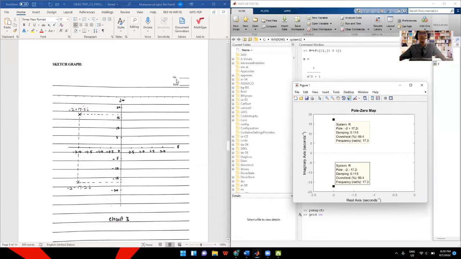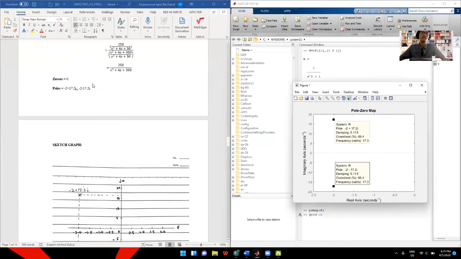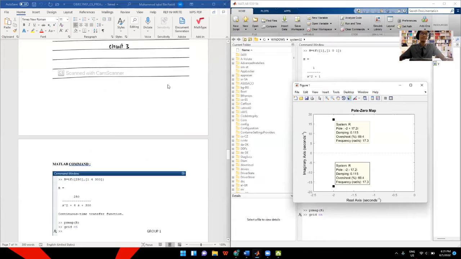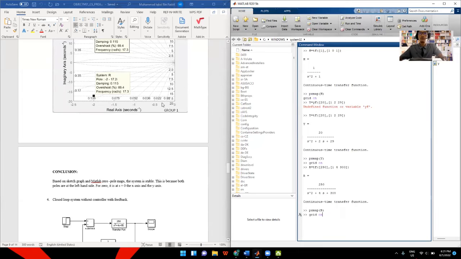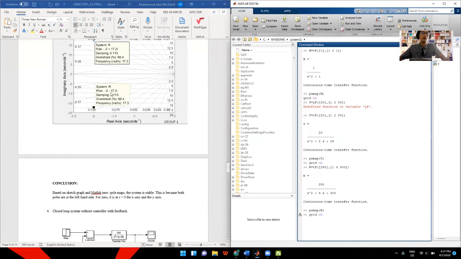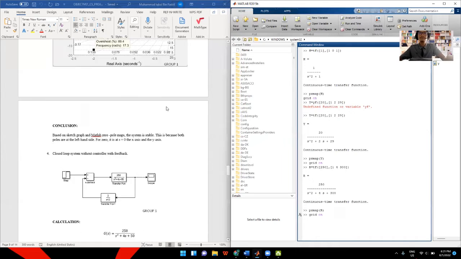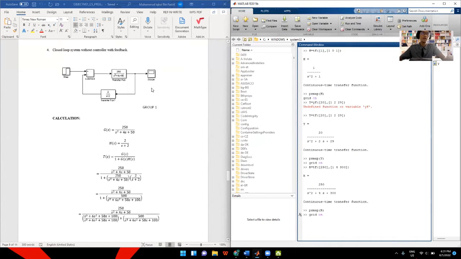So we get two poles at the left hand side, this -2 plus 17.2i and -2 minus 17.2i. So this is the same value from the calculation. So the conclusion for this system is the system is stable. This is because both poles are at the left hand side, and for the zero, it is at S equal to 0, the x-axis and the y-axis. So we move to the last circuit.